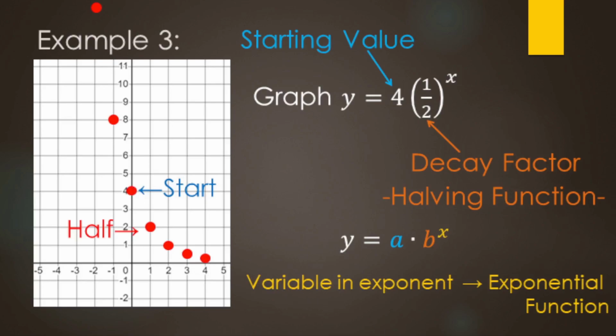And it's going to approach that x-axis, but it's never going to cross the x-axis no matter how far out you go, right? So now that we have all these dots on here, we can go ahead and connect all of them with a smooth line. And there's our graph for y equals 4 times 1/2 to the x.